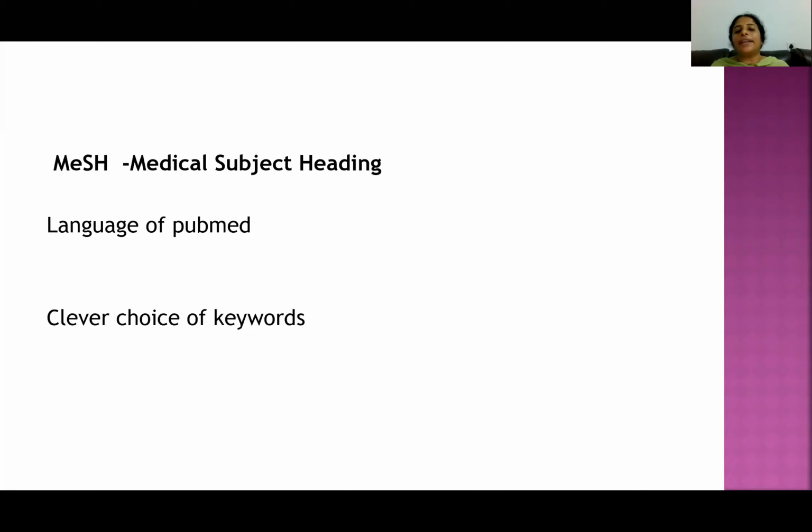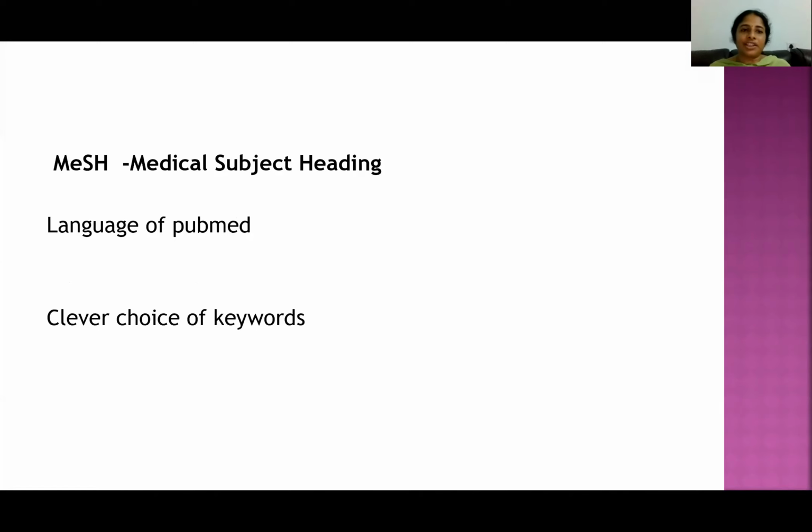Then what is medical subject heading? I am sure that Devraj's session will have something on MeSH. Is it there, Devraj? Do you have something on MeSH? Yes, it's there.